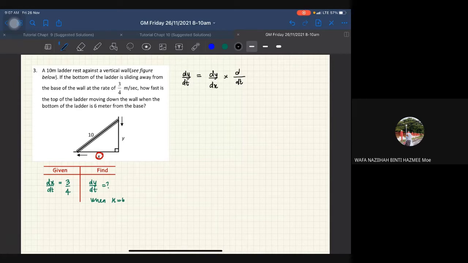Theorem. Betul, exactly. Use theorem Pythagoras. Okay, so dekat sini kita ada satu tinggi. We have y kat sini, and then we have x over here, and then we have 10 dekat situ. Okay, so you can use a theorem Pythagoras over there. So x square plus y square is equal to 100.